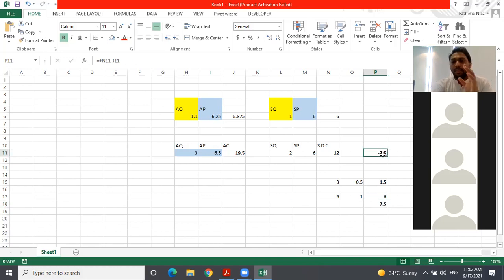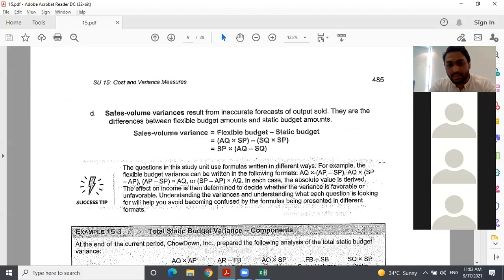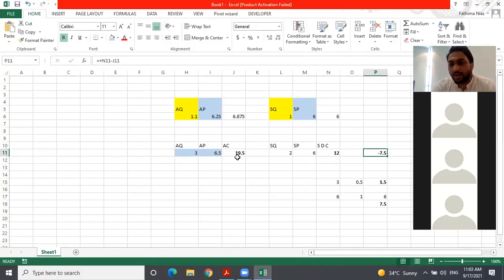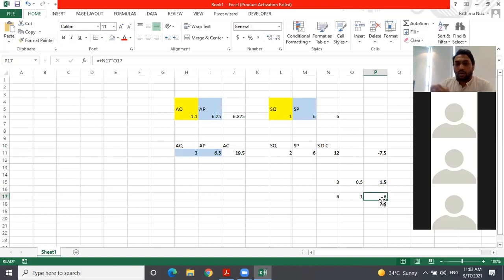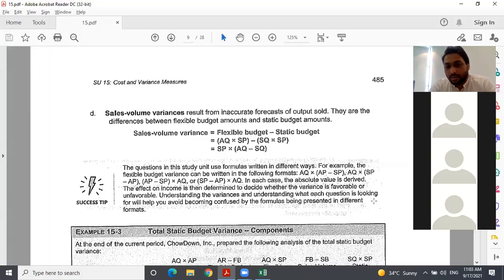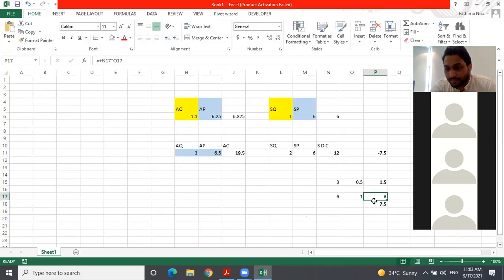Now, what we did is, when we compared actual cost with the standard cost, you got a minus unfavorable 7.5, but you don't know what is the cause. When you did the sales volume analysis, you find out that there is a $6 variance. There's an unfavorable variance 6 out of the 7.5. 6 is coming from quantity variance. Clear?